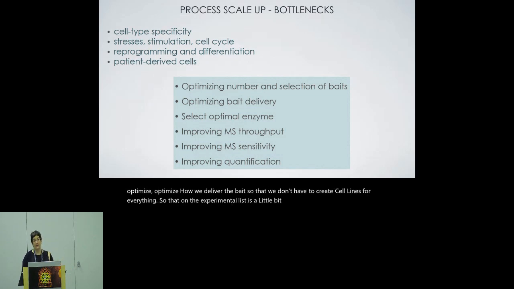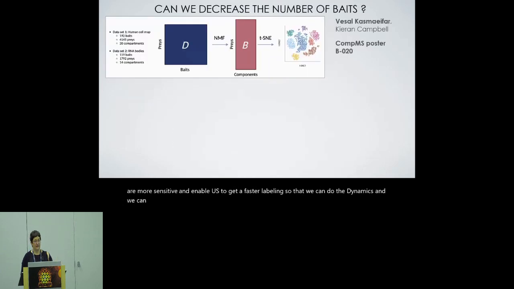We can select better enzymes now. It's 2024. We have many variants to select enzymes that are more sensitive and enable us to get a faster labeling so that we can do the dynamics. And we can optimize the mass spectrometry. And I will just show you a few slides on that.